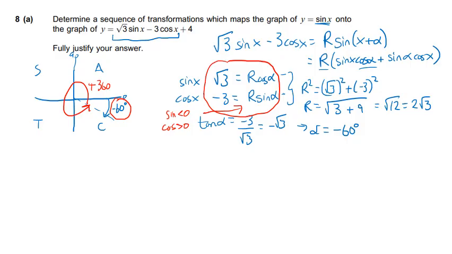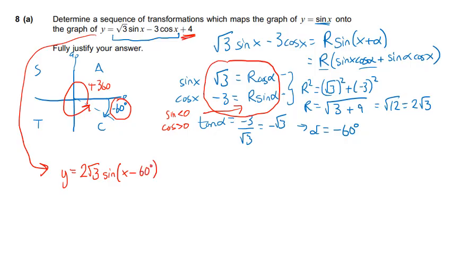So if we put that all back together then, we're going to get y is equal to, so from here, the first two terms now, we said that was r sine x plus alpha. So r was 2 root 3, alpha was minus 60, and then we've also got this plus 4. And now it's just a case of reading off that and seeing what all these different bits do.